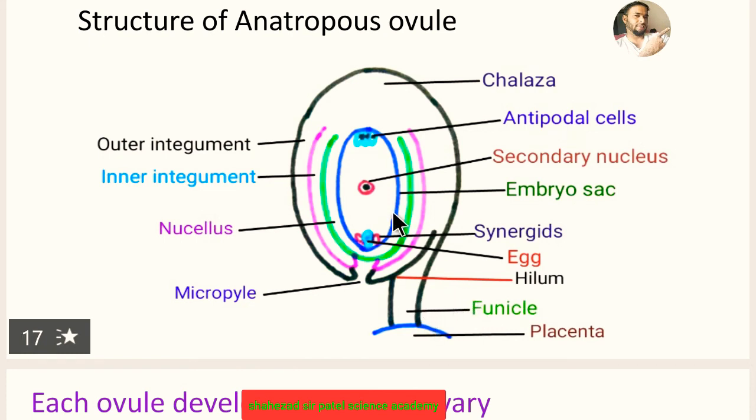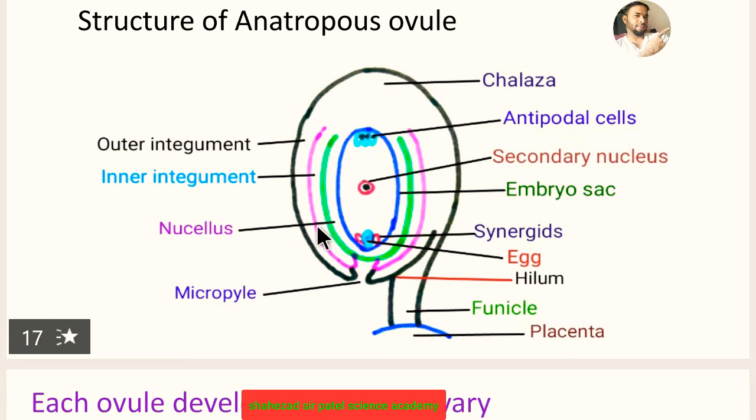And beside this, in this anatropous ovule, there are some layers as protective layers. You can see here by this green color and by this color. This protective layer is called integuments, and this is the inner integument and this is the outer integument. So these are the protective layers of the anatropous ovule. Integument: inner integument and outer integument.